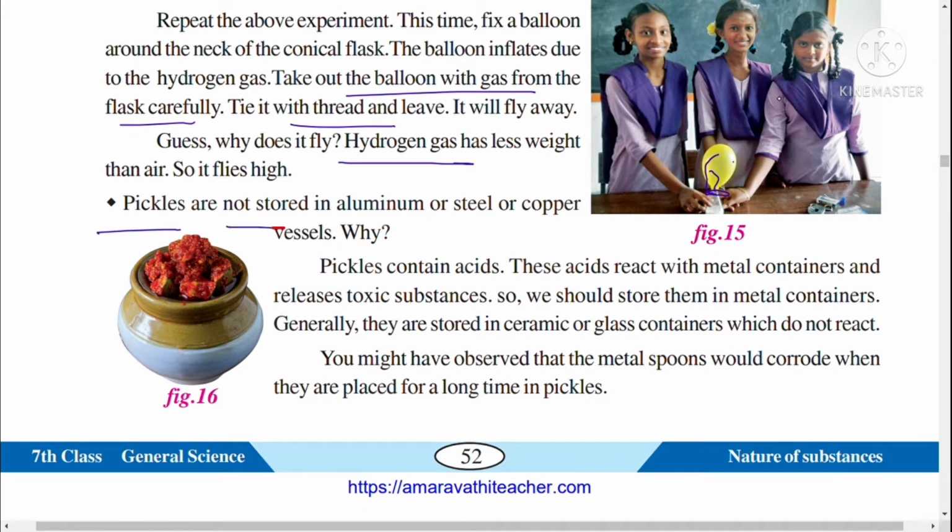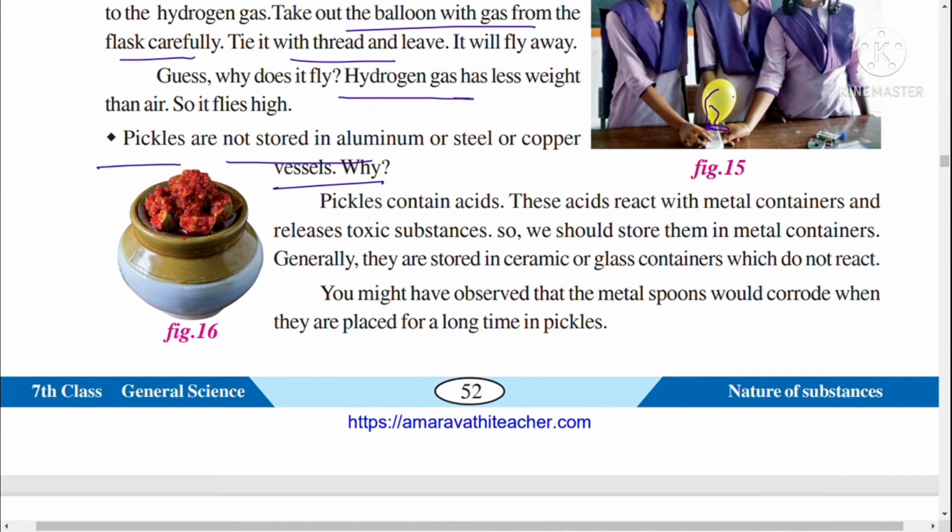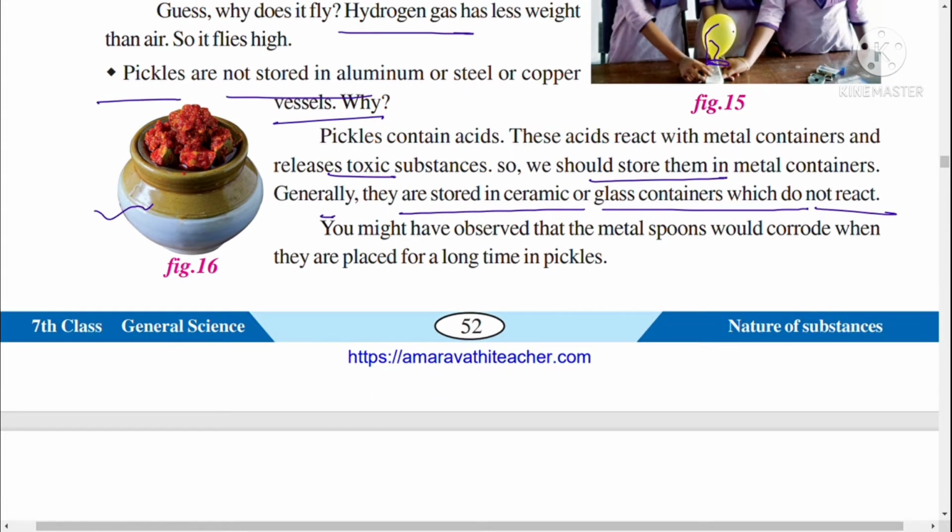Pickles are not stored in aluminium or steel or copper vessels. Why? Pickle contains acids. These acids react with the metal containers and release some toxic substances. So we should not store them in metal containers. Generally, they are stored in ceramic or glass containers which do not react. That's why in your home, your mother's pickles are stored in ceramic vessels or glass vessels. Ceramic jars, in our home, are called pingani jadis.